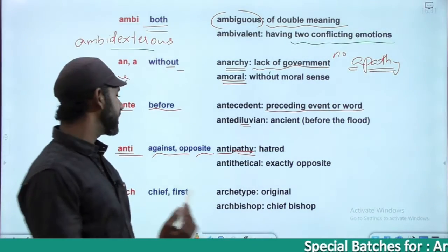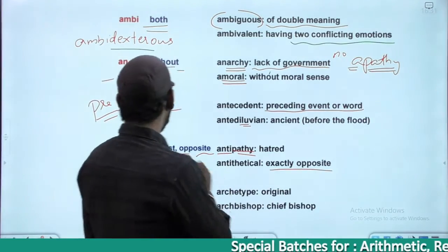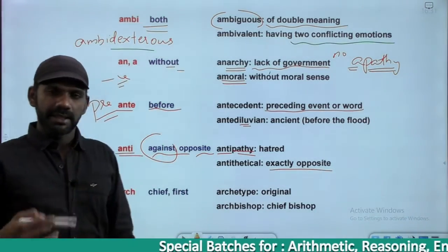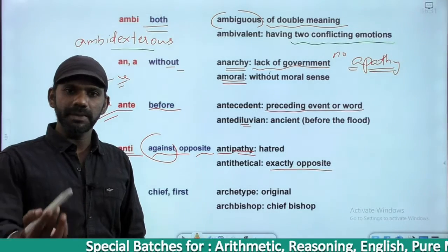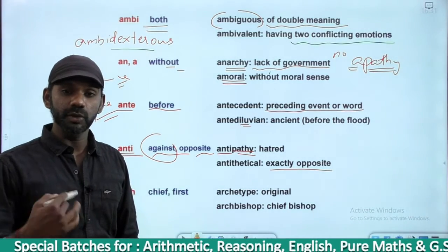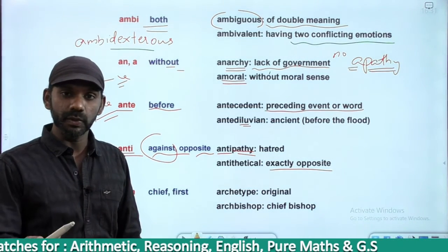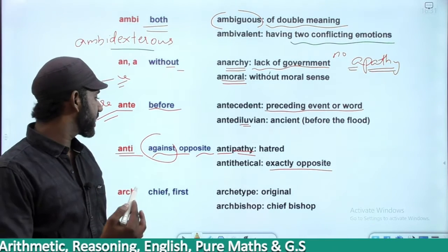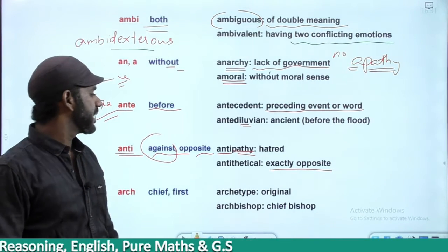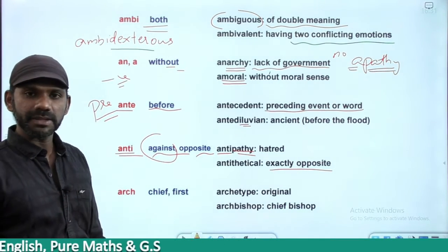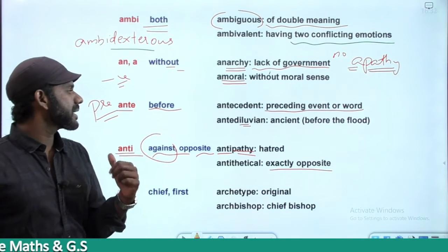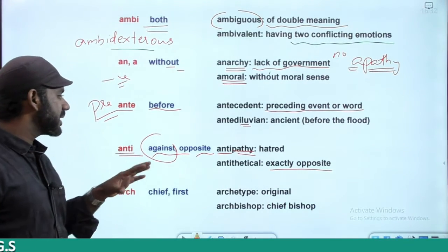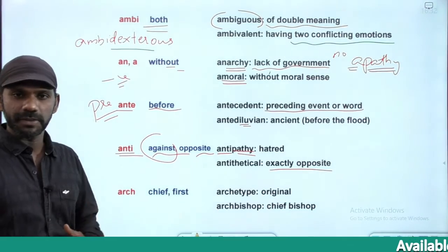Antithetical is exactly opposite. Exactly opposite means against. Now, I'm against you means I'm being opposite to you, right? Competing with you, challenging you, questioning you, weakening you. That is anti, against, right? Antithetical is exactly opposite. So A-N-T-E, ante, means before. A-N-T-I, anti, means against or opposite.